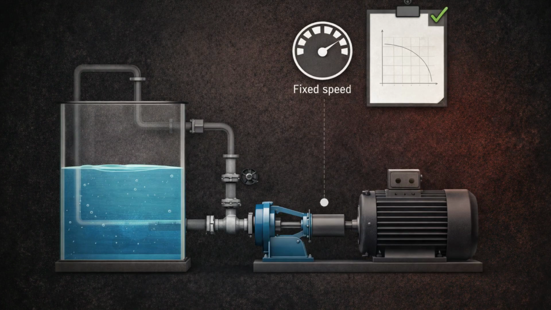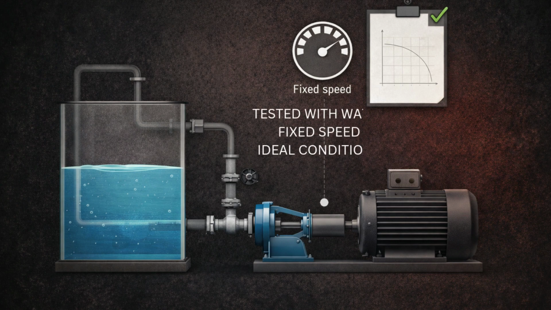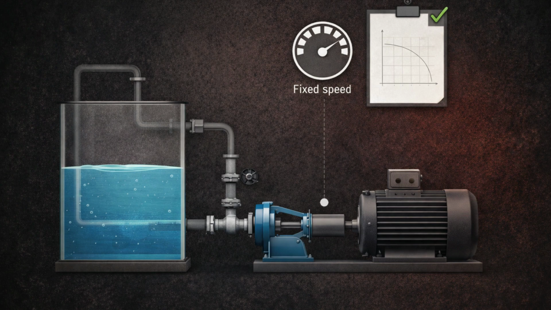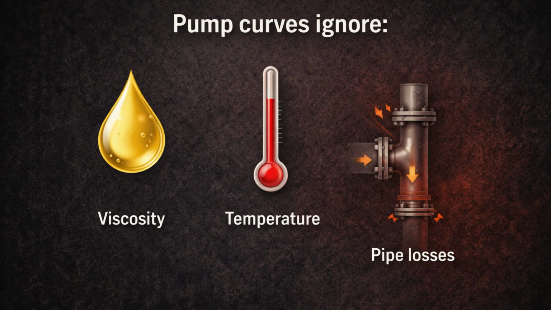Pump curves are generated under controlled laboratory conditions. They are tested with water at a fixed speed, under ideal conditions. The curve shows what the pump can do, not what your system will allow it to do. What pump curves don't tell you is just as important. They don't account for fluid viscosity, they don't account for temperature changes, and they don't account for real piping losses, fittings, valves, or fouling. This missing piece is the system curve.